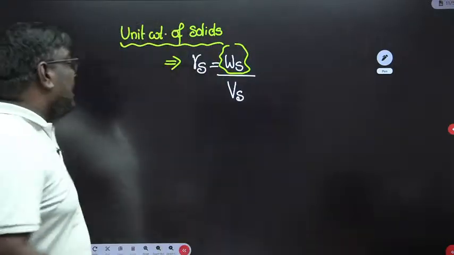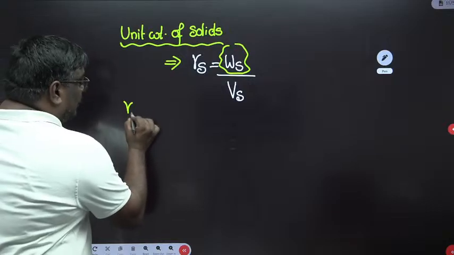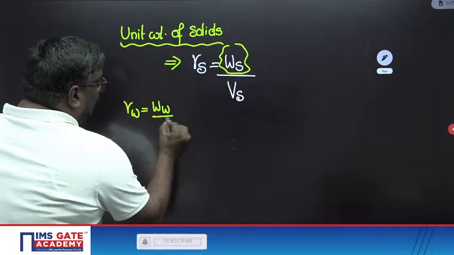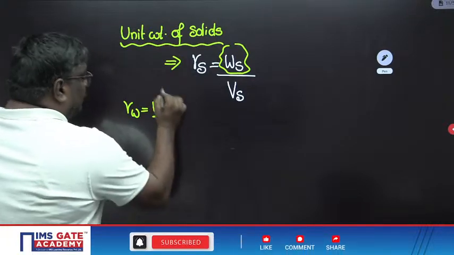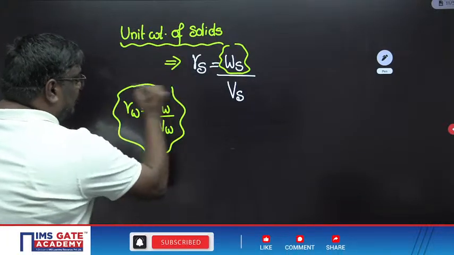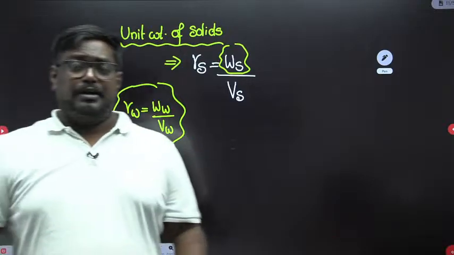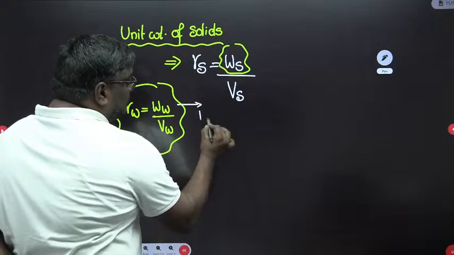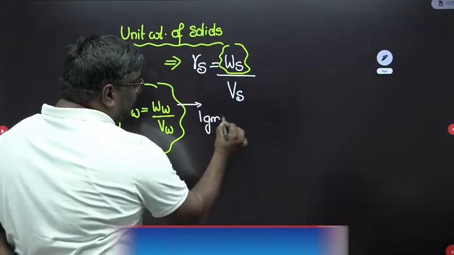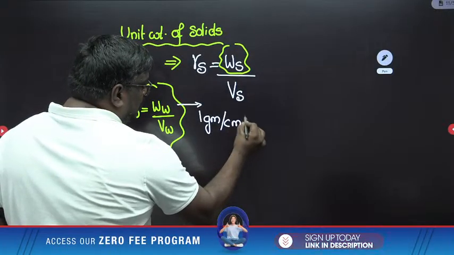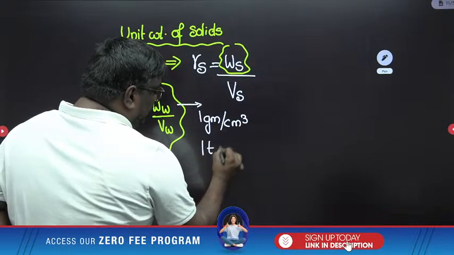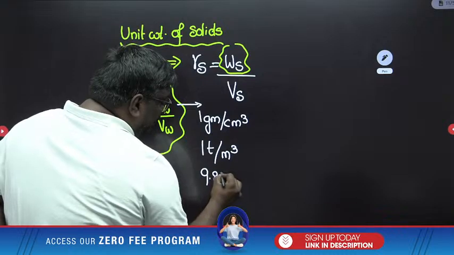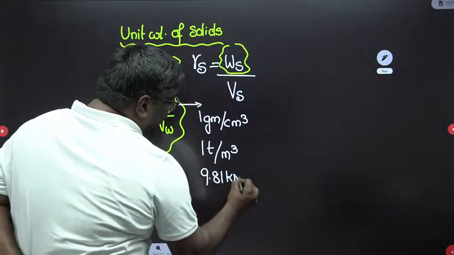So similarly, if I talk about unit weight of water, gamma W is equal to weight of water upon volume of water. What, sir? Gamma W is nothing but the weight of water upon volume of water. Now let me tell you, gamma W will be taken as 1 gram per centimeter cube or 1 ton per meter cube, or it is equal to 9.81 kilonewton per meter cube.